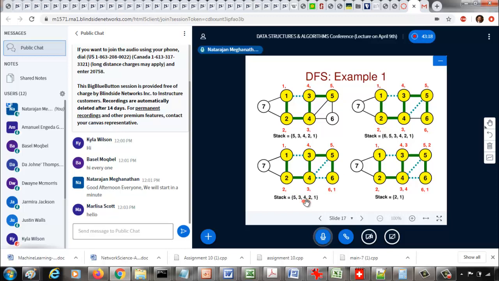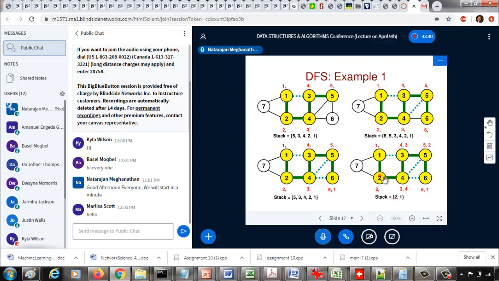So the top of the stack is now vertex 4. Now look at the neighbors of vertex 4. All the neighbors of vertex 4 are already visited, so we cannot go further down from vertex 4. So vertex 4 is now also popped out. That is the fourth vertex to be popped out of the stack. So the stack currently has 2 and 1. So 2 is at the top of the stack.